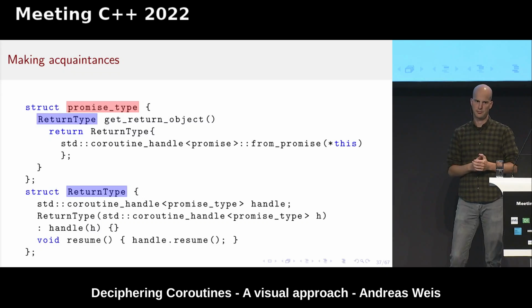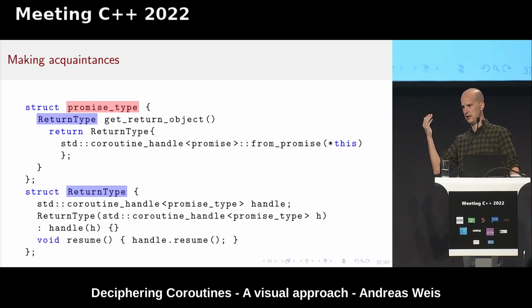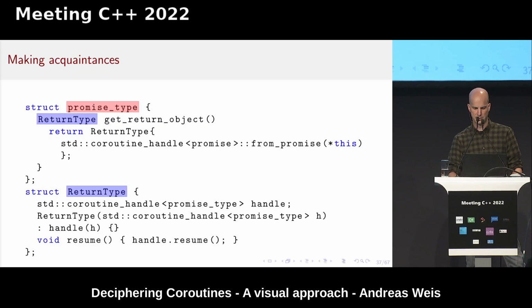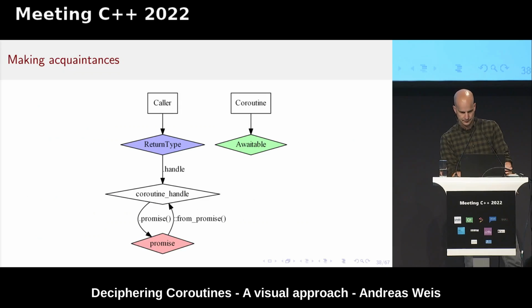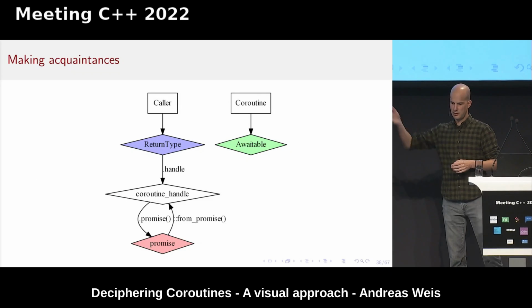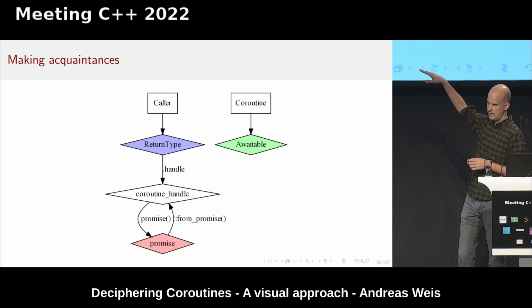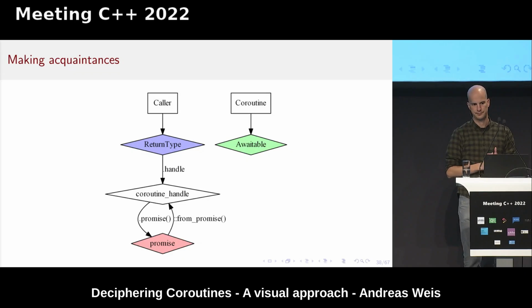And this is the typical pattern. This is how you usually want to do it. You just give it to the return type, and then the user has access to it through the return object whenever it wants. So that gives us our first connection here, right? So the caller can use the handle that is stored in the return type to get to the coroutine handle of the promise.